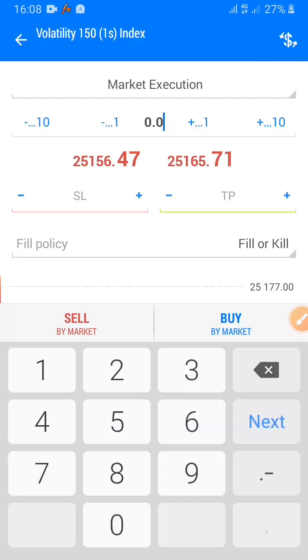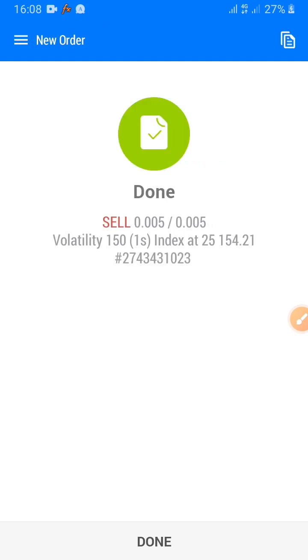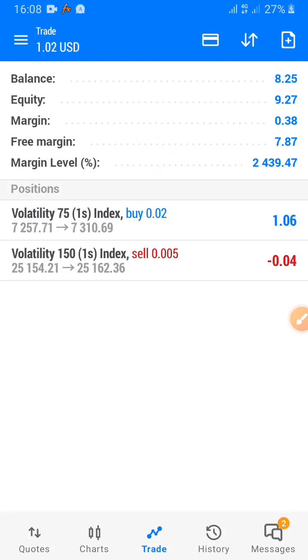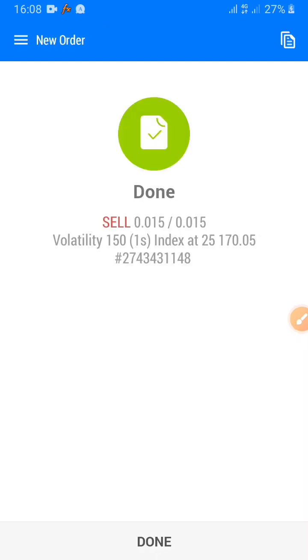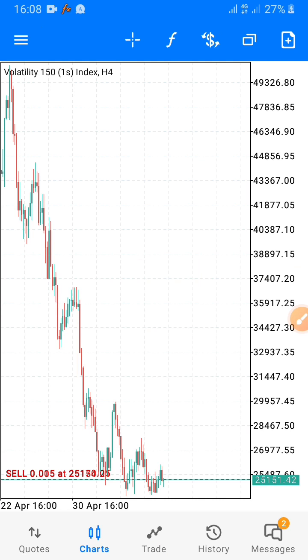So I'll just put the minimum. Let me go for 5. Okay, 5 is the minimum here, but it's too small sometimes. I want to enter at least 15, which will be fine. Okay, so why did I enter a sell on this trade?